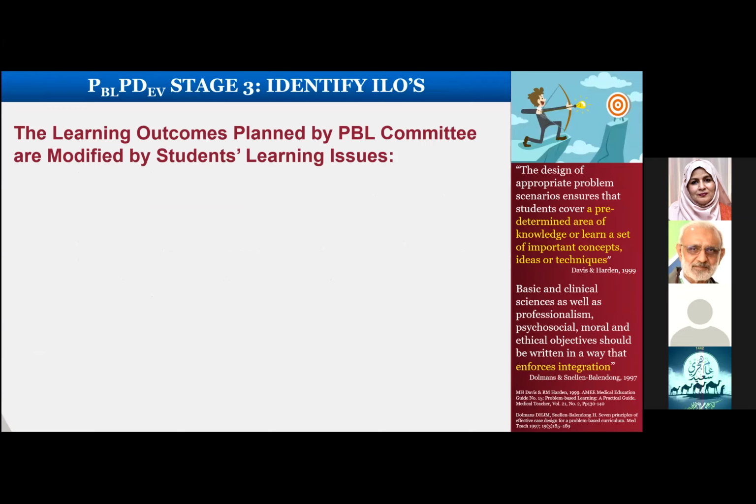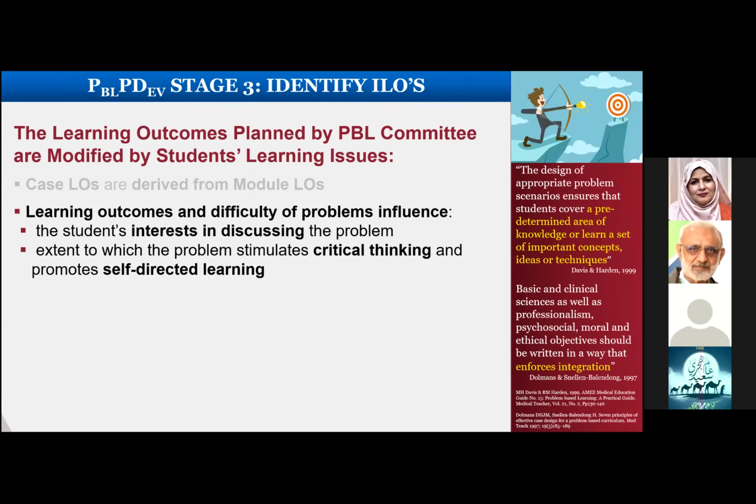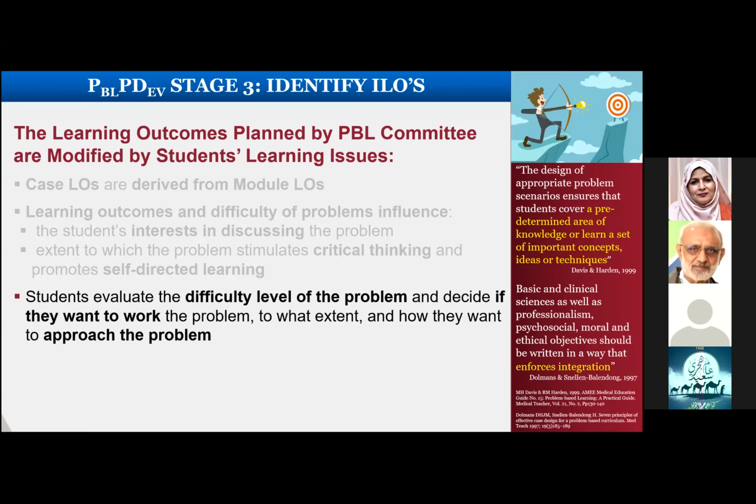Identify the ILOs. The learning outcomes planned by the PBL committee are modified by the student learning issues. Each LO is derived from the module LO. The learning outcomes and difficulty of the problem will influence the student interest and their critical thinking and self-directed learning. Students evaluate the difficulty of the problem and decide if they want to work on the problem and to what extent they want to work and how they want to approach the problem.